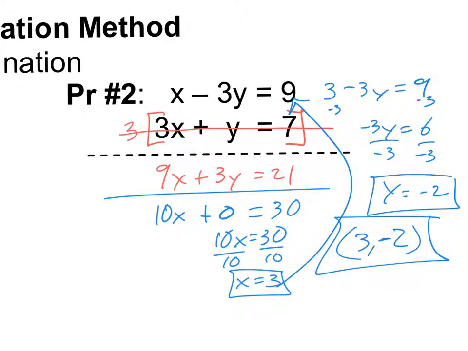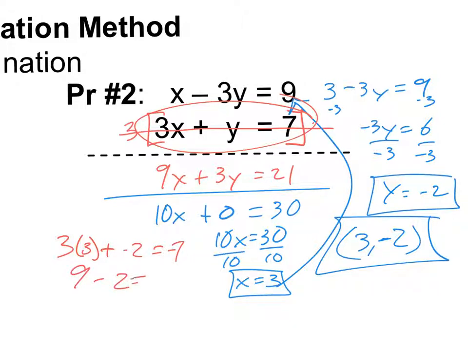And we can double check it. Heck, let's check it with this one that we crossed out. So 3 times our x value, which is 3, plus our y value, which is negative 2, and it should equal 7. Does that work? 9 minus 2 equals 7. Yes, that is correct. So that is a correct solution. A little bit tricky there. Just wanted to show you that other example.